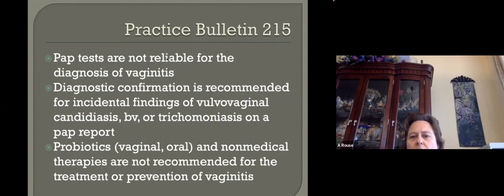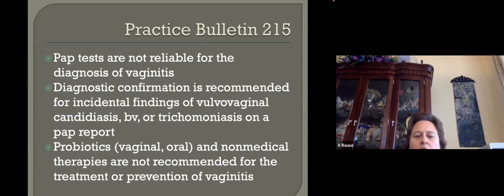Pap smears are not reliable. So when you see findings on there that there might be BV, Candida, or Trich on your pap smear, the recommendation is you should bring them back in for repeat testing if they were symptomatic. Or if you find trichomonas, you want to do the more confirmatory test that has a better sensitivity.